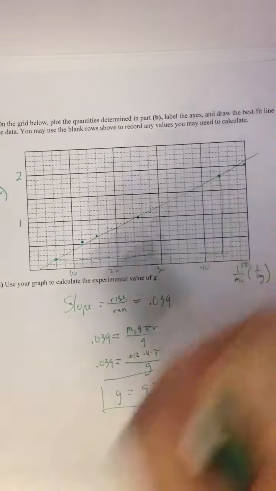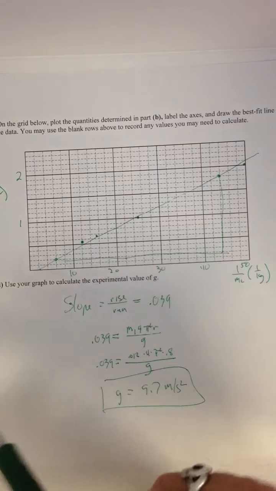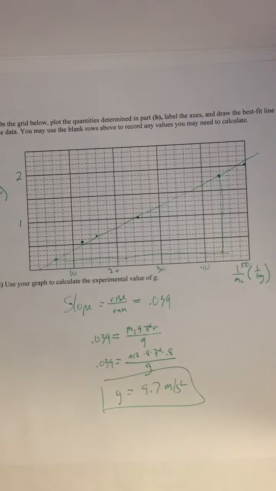Don't use the points when you find the slope. You know, the hardest part is actually deriving what you're going to graph versus what. So be careful in your derivations. Set things equal to each other. Make sure you know how to put it into y equals mx plus b format. And that's about it for this problem.